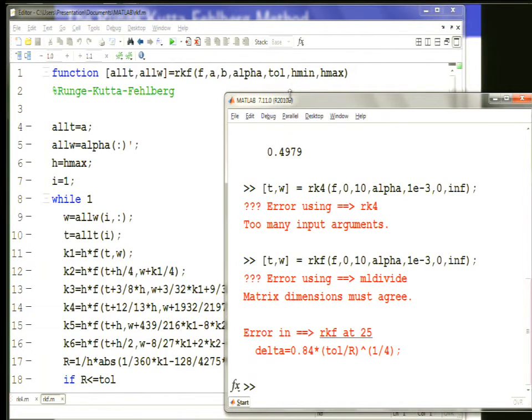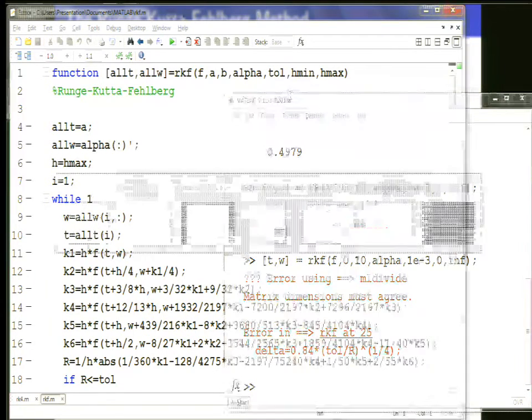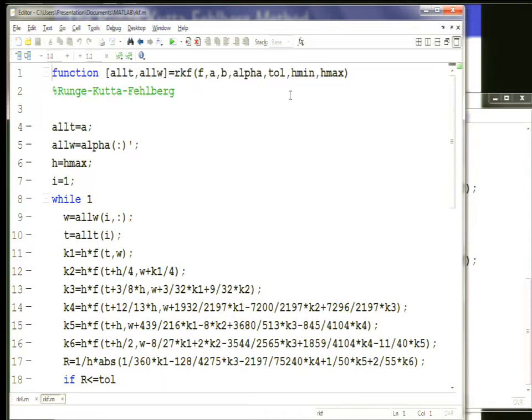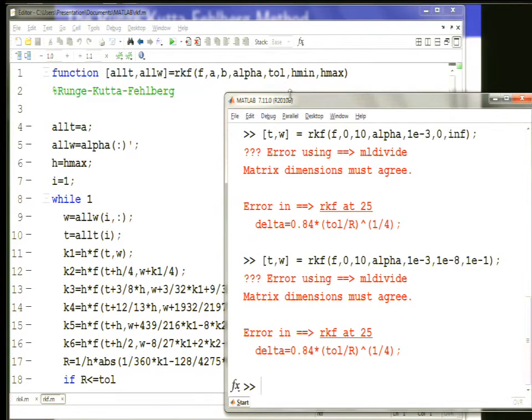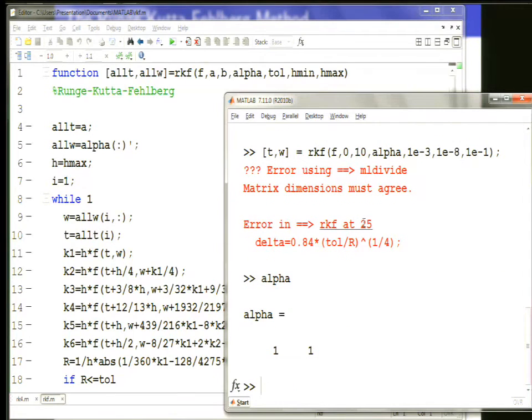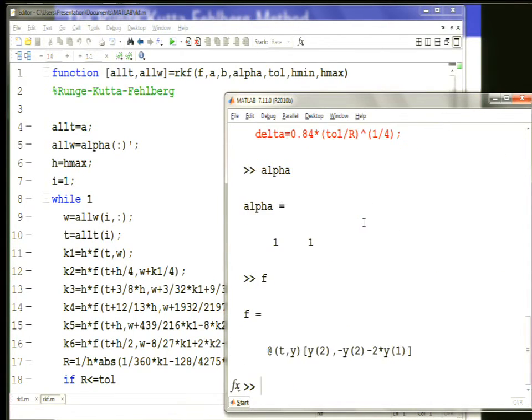OK, what didn't it like? Let me see what it didn't like here. I don't think it was this, but, well, alpha tau. All right, this is some debugging. Alpha is 2 numbers. F is a vector.